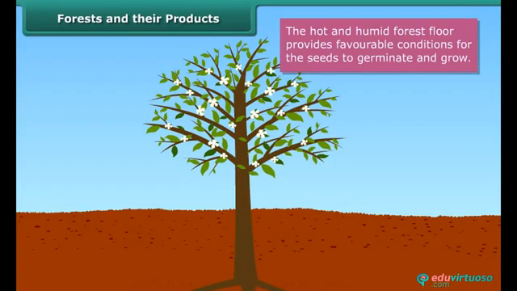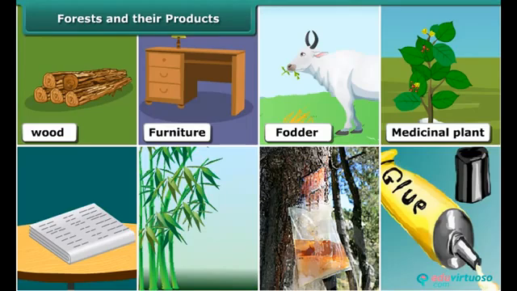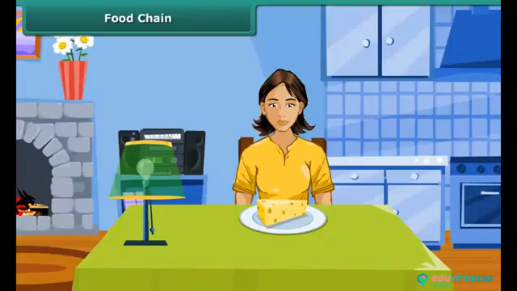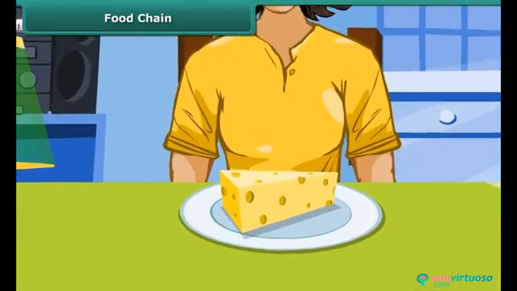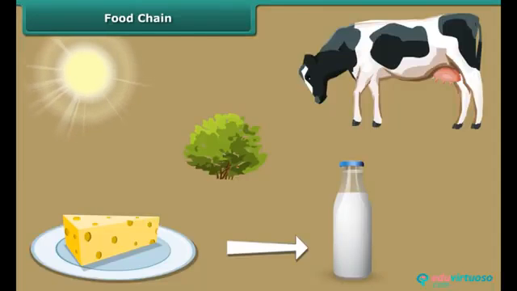Forests give us numerous products such as wood for fuel and furniture, fodder for animals, medicinal plants, paper, bamboo, rubber, glue, and many more. It is breakfast time. Ria is relishing a cheese cube. She decides to trace the cube back to the place from where it originated. The cheese cube comes from milk and the milk from the cow.